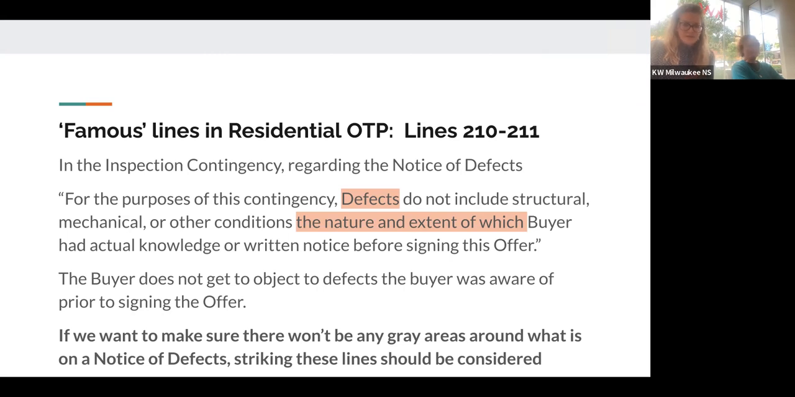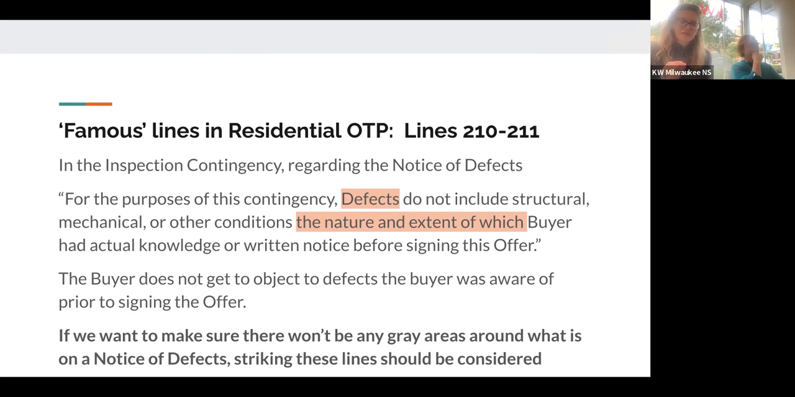And this becomes a gray area because, and we'll get into it in a minute as well, there's an example of a disclosure, and then there's what a seller states is wrong with a property, and then the true nature and extent of that issue that was disclosed. I'll get into an example in a minute, but point being, if we want to make sure that there aren't any gray areas around what is put on a notice of defects, then maybe striking these lines could be considered as part of the offer to purchase.